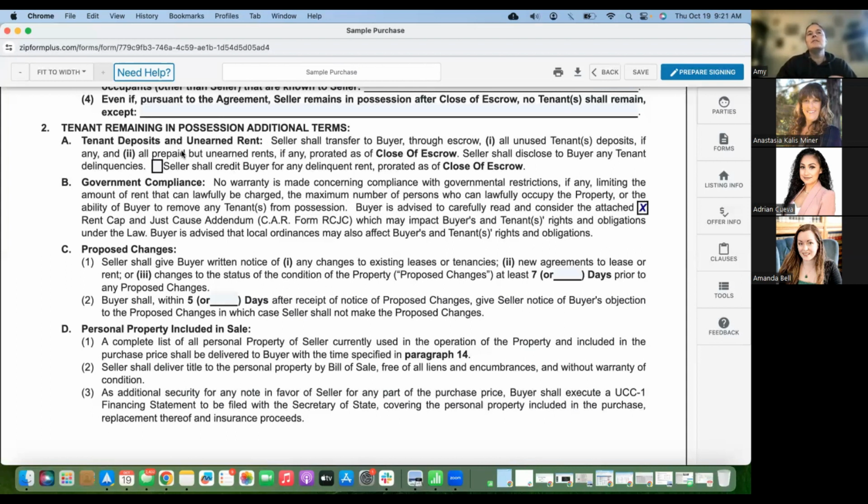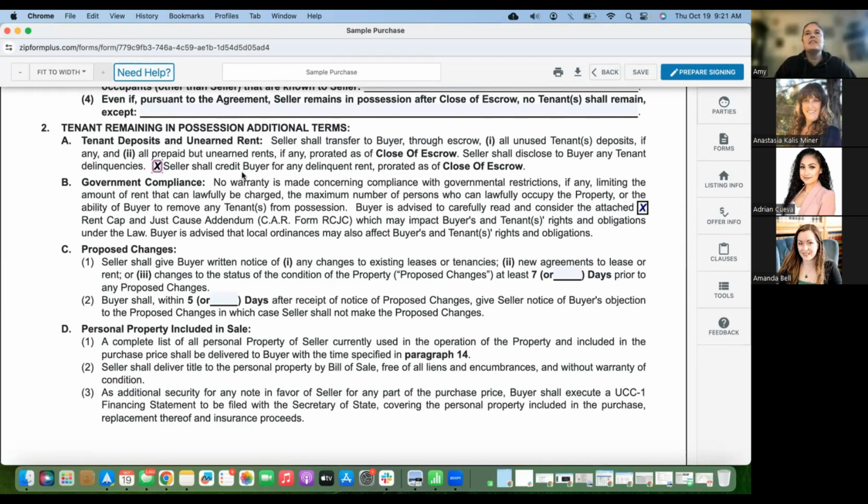If the rents are delinquent, it may just be a good idea to check this box here. If the tenants aren't paying rent, the seller is going to credit the buyer for any delinquent rent prorated as of the close of escrow, which means that, hey, seller, even if you didn't get October's rent, you're still going to pay me the amount of rent that I would be due from October 19th or October 20th through the end of the month. So it might be a good idea to check that if you don't know whether the tenants are delinquent or not. 2B is government compliance, no warranty.